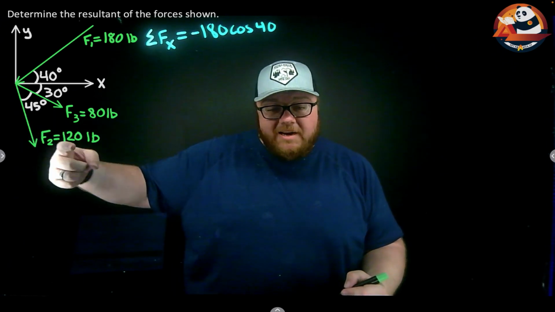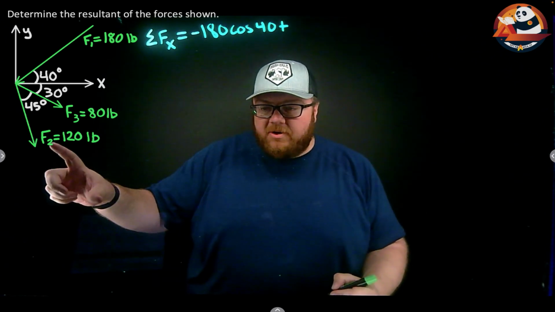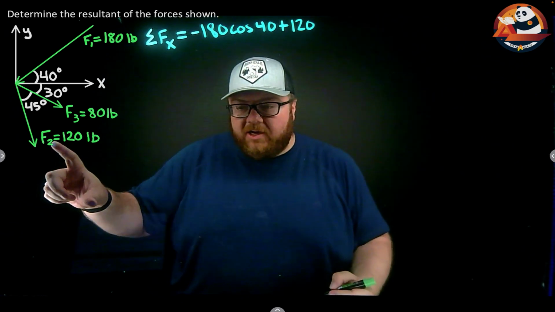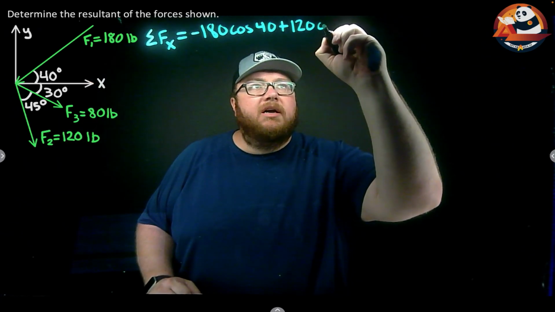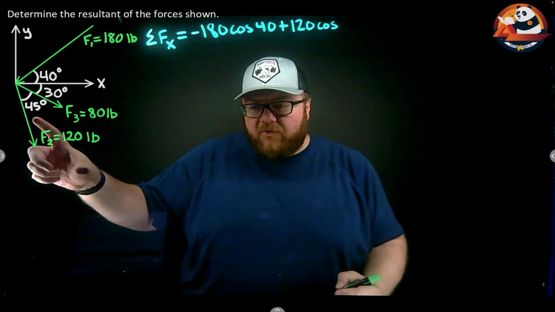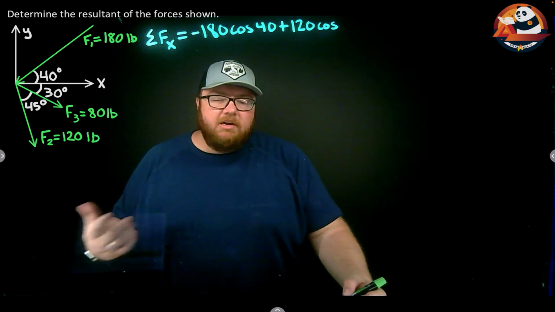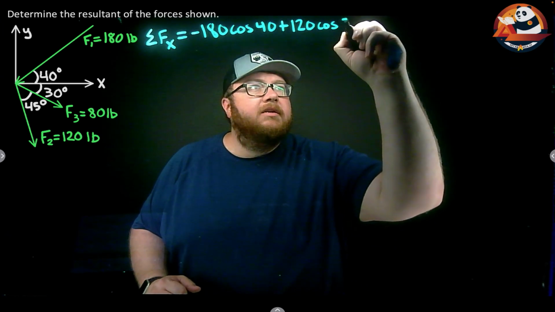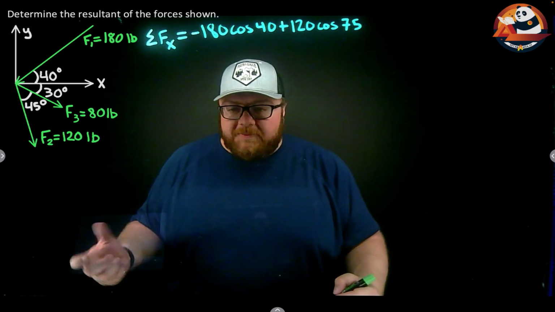Then we'll go to F2. It's pointing a tiny bit to the right, so we'll add it in. Plus F2's x component, or plus 120 times my cosine, because we're going to go all the way back to the x-axis. Cosine of 45 plus 30 gets me from F2 all the way to x. 45 plus 30 is 75. Cosine 75. And then one last piece to add in here.